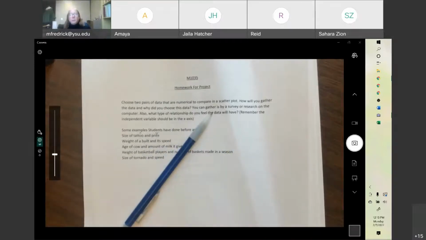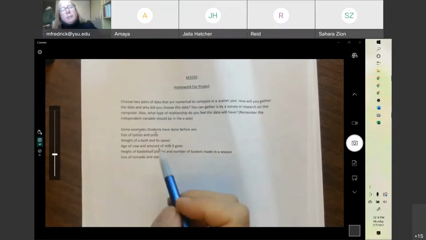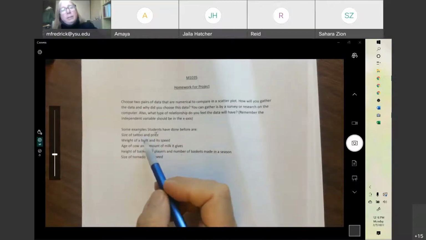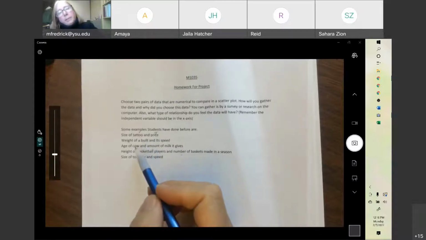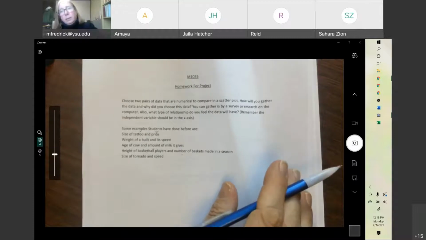There are cases where it's not specific which one causes which. For instance, how tall you are is strongly related to your arm span, but the arm span doesn't cause the height, and the height doesn't cause the arm span. So in that case, X and Y could go either way. But if one is causing the other, make sure that the one doing the causing is the X-axis. So the tattoo size would be the X. The weight of the bullet, the age of the cow, those would all be X. Any questions on that?